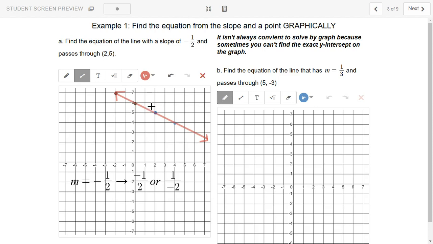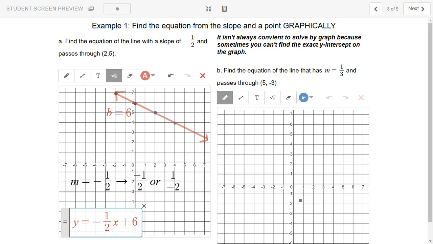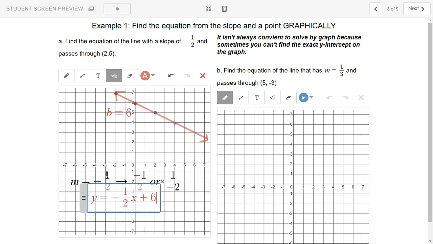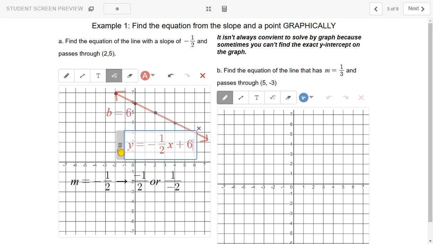I identify that the y-intercept is 6. So I say b = 6. I know that the slope is negative half, and so for the equation, I'm substituting negative half in for the slope and my 6 for the y-intercept. So we have this as the equation of our line.